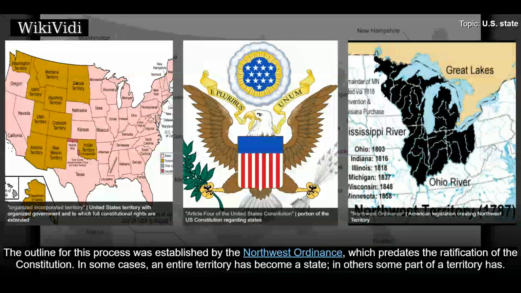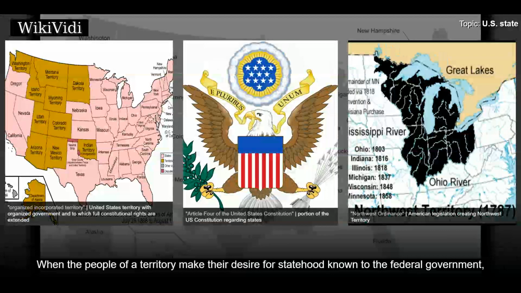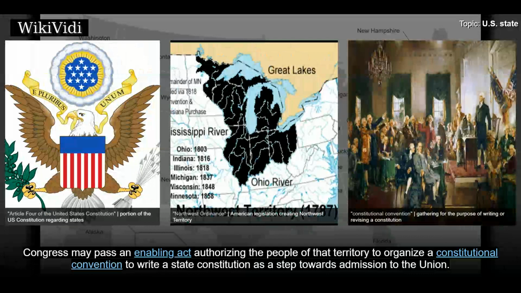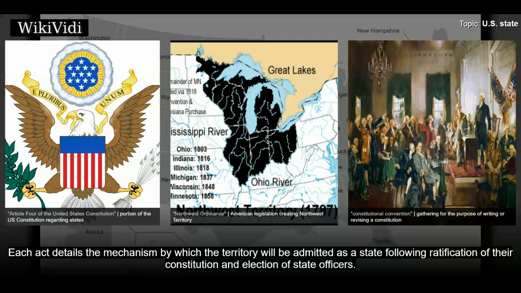The outline for this process was established by the Northwest Ordinance, which predates the ratification of the Constitution. In some cases, an entire territory has become a state. In others, some part of a territory has. When the people of a territory make their desire for statehood known to the federal government, Congress may pass an enabling act authorizing the people of that territory to organize a constitutional convention to write a state constitution as a step towards admission to the Union. Each act details the mechanism by which the territory will be admitted as a state following ratification of their constitution and election of state officers.